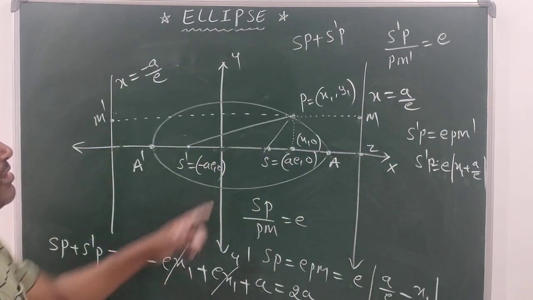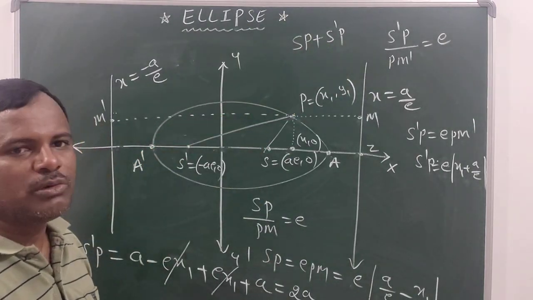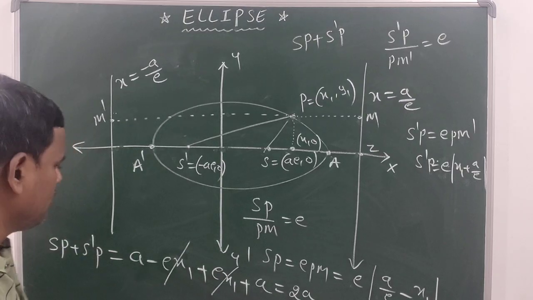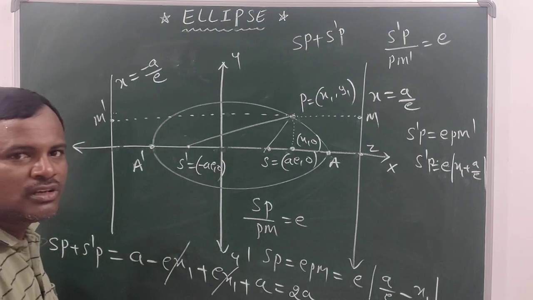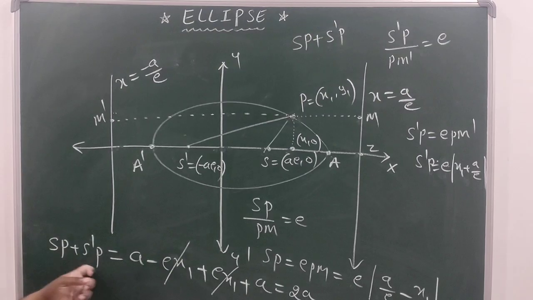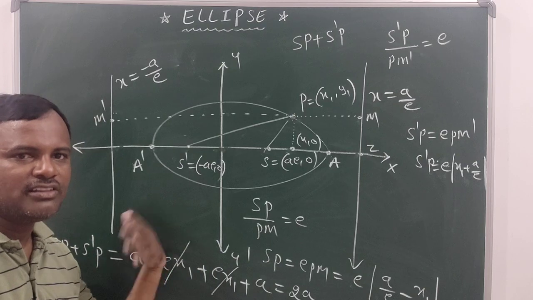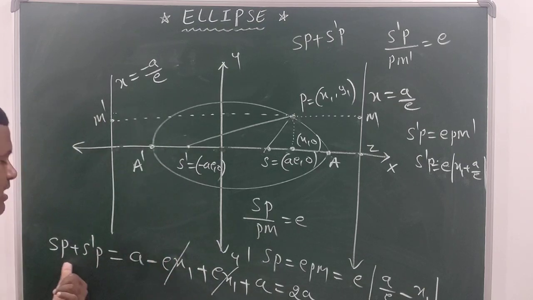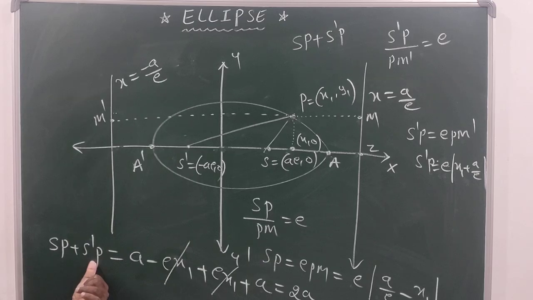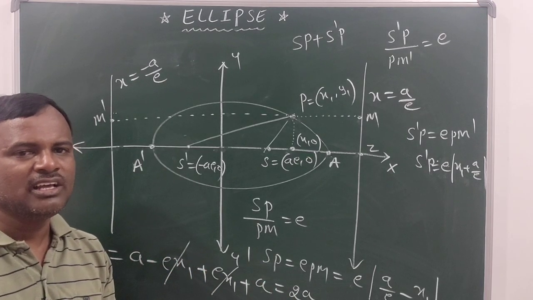So the sum of these two distances is equal to how much? 2A. The locus which satisfies this relation is known as an ellipse. You can define the ellipse like this: the locus which satisfies SP plus S dash P is equal to 2A is known as an ellipse.